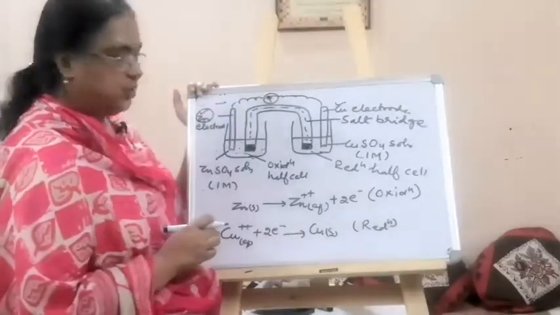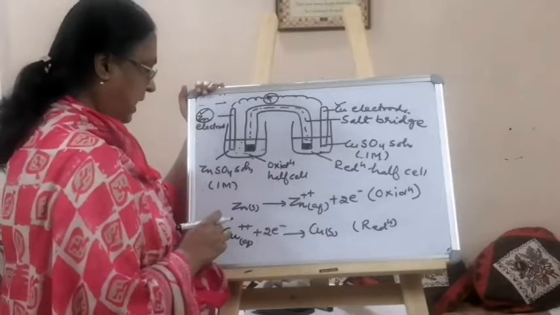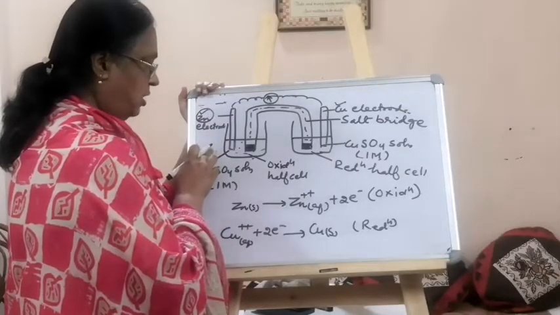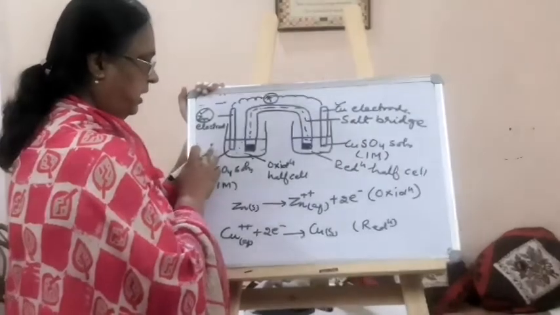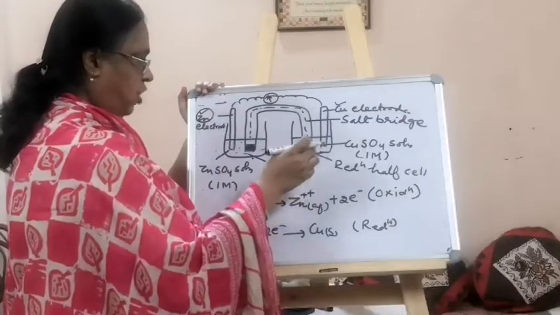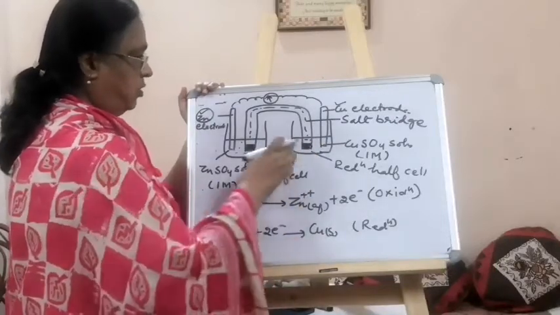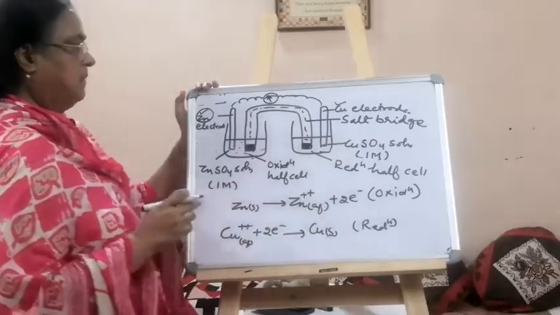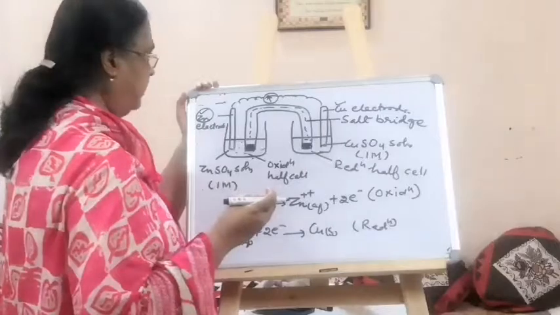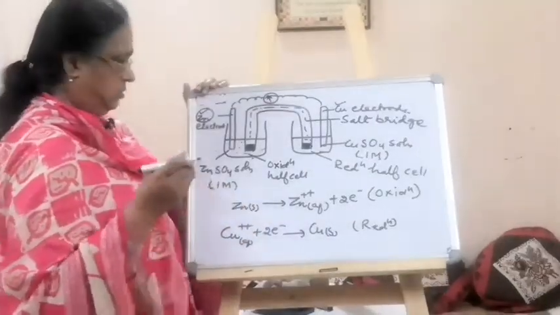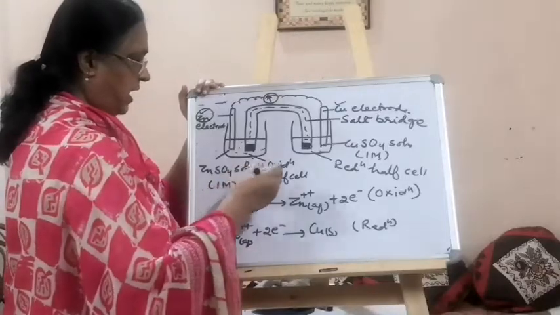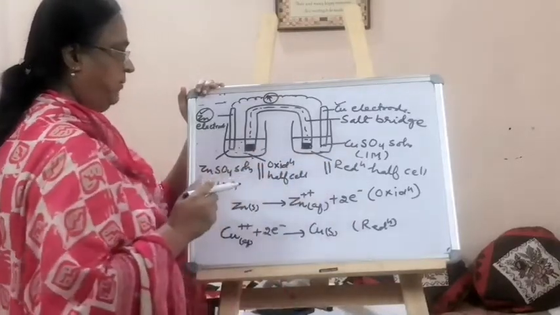You may have a question in your mind: then why is this not showing reduction? Why here is zinc ion not gaining electron and turning into zinc, and why is this copper solid not losing electron and turning into copper ion? I will take these phenomena in more detail, but here I just give you one very good tip to remember how to decide the oxidation half cell and the reduction half cell.